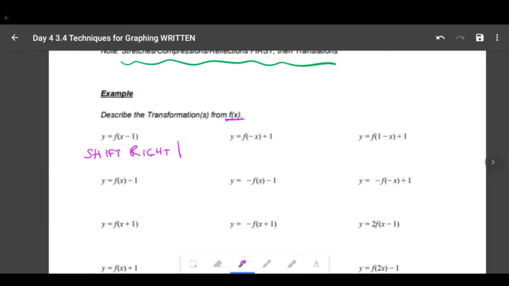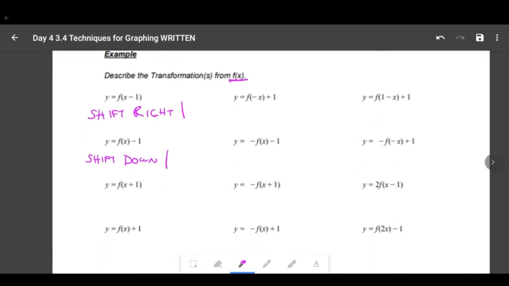If I take a nice easy one, if I go vertical right here, the one right below it, and I see the -1 on the outside, well, now we're talking about vertical translations. So all I need to say is that this would shift down 1. So I'm going vertical with these.